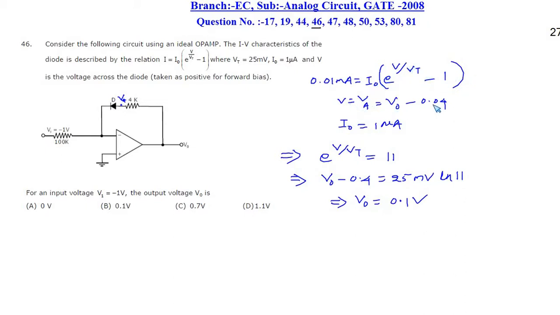and V is V0 minus 0.04, and I0 is given in the question as 1 microampere. So if you substitute all these values here, then we will get exponential of V by VT equal to 11. Then V0 minus 0.04 equals 25 millivolt times ln 11. So finally you will get the output voltage, that is, the output voltage is 0.1 volt. So among the options, the correct option is option B.